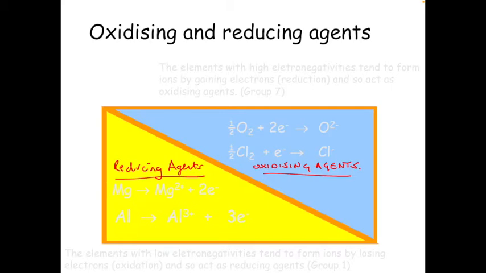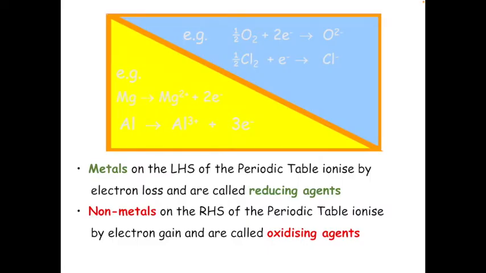And it cuts down on the chance of infection. So reducing agents on the left, best ones are group 1, and the oxidising agents are on the right, best ones are group 7. Okay. Again, this is just another wee thing to kind of cement this.